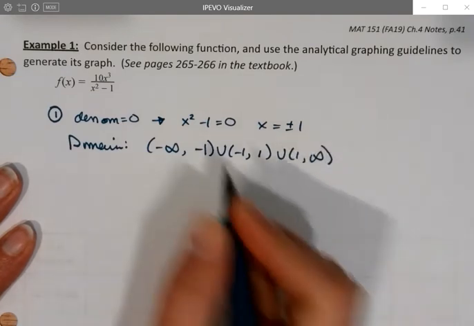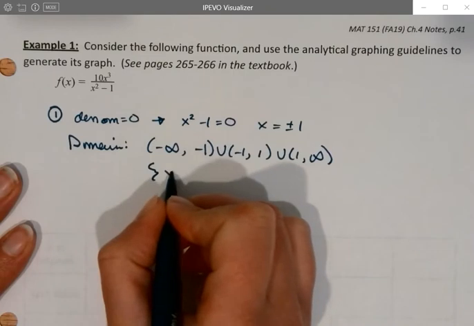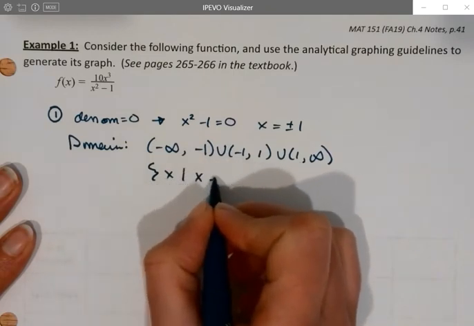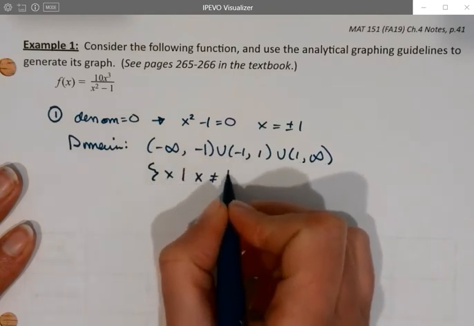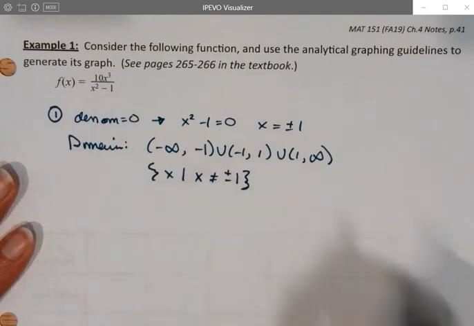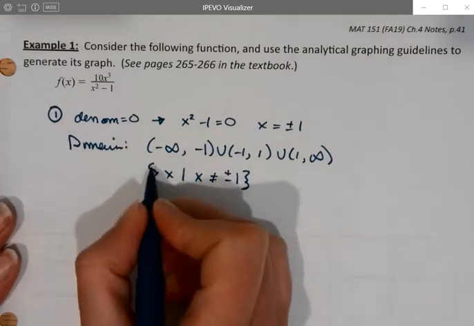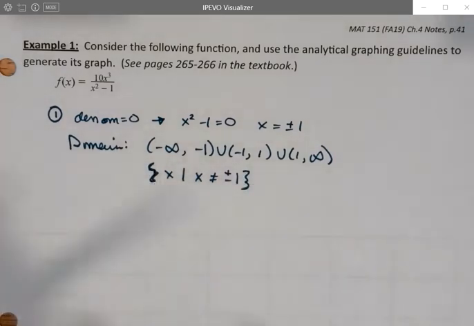That's just the interval notation. If you prefer, you can instead write the set notation: all x such that x is not equal to plus or minus 1, which is shorthand for negative 1 and positive 1. So set notation or interval notation for that domain.